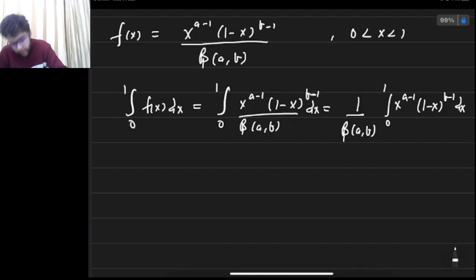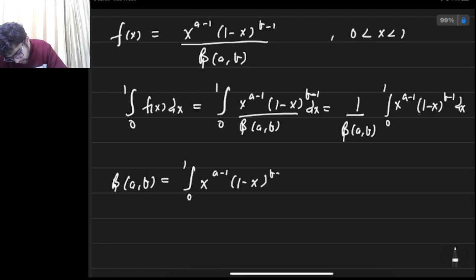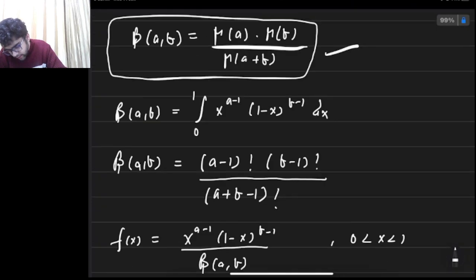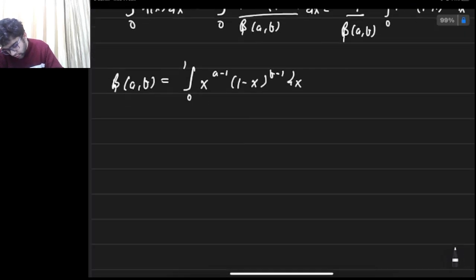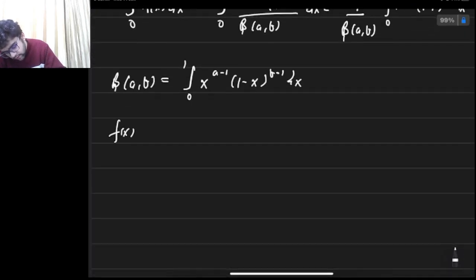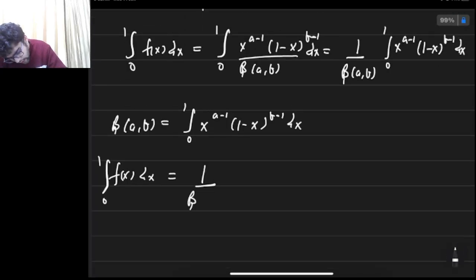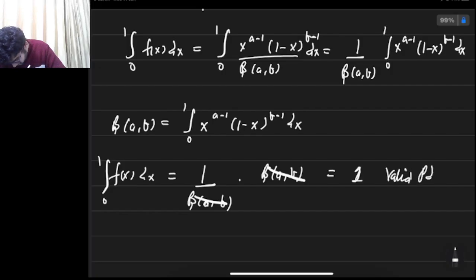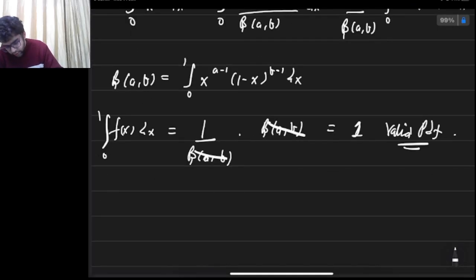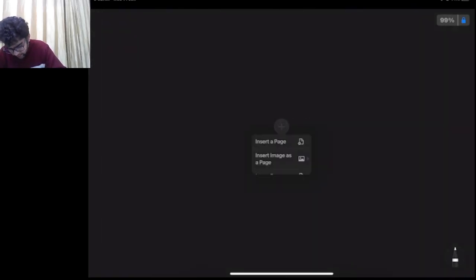And now we already know that beta a comma b is equal to the integral from 0 to 1 of x to the power a minus 1, 1 minus x to the power b minus 1 dx. I just explained this to you guys here. So from this I can say that the integral of f(x) dx from 0 to 1 becomes 1 upon beta a comma b into beta a comma b. This and this get cancelled and we are left with 1. So this is a valid PDF. Now let's move on and find the expected value from the next page.